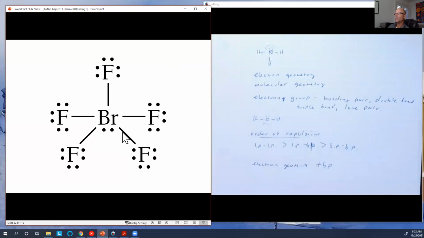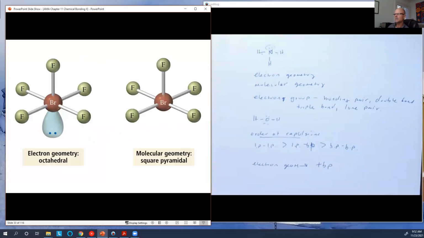Here you have 1, 2, 3, 4, 5, 6 electron groups. So this is our first candidate with 6 electron groups. And 6 electron groups, we know that the electron geometry is going to be octahedral. Remember octahedral, 1, 2, 3, 4, 5, 6, right? Where does that electron pair go? Well, it doesn't matter in this case because all sites are equivalent, right? So no matter where you put it, you're going to get the same geometry, and that's this square pyramidal geometry.